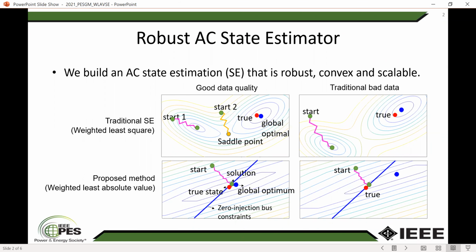When state estimation is not reliable, it will lead to a wrong power flow simulation, wrong contingency analysis, and even wrong control decisions, because all of them are based on state estimation solutions. However, the quality of state estimation can indeed be affected by bad data. The traditional state estimation uses weight-least square method. This is not a robust estimator.